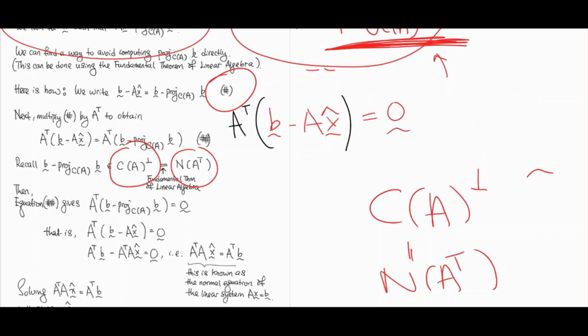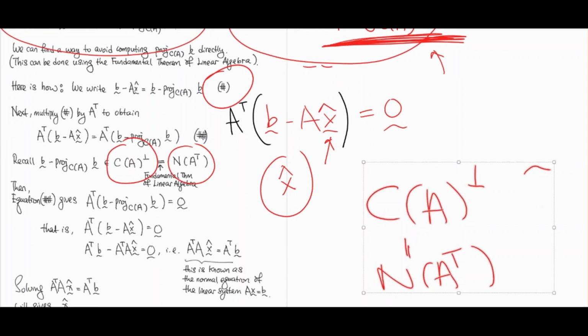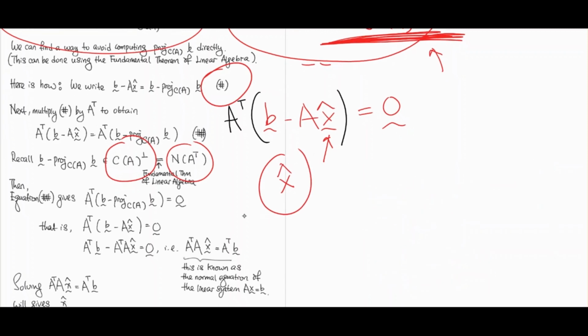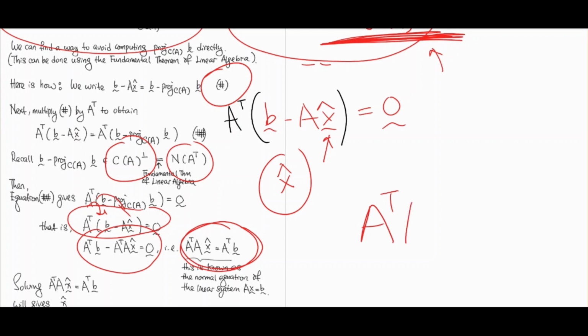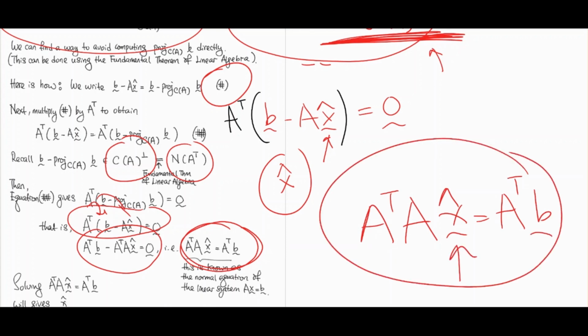If we get rid of all this detail and just write this thing as 0, it gives us a very simple equation to find the x hat. To find the x hat, we don't have to do any projection anymore. We just have to solve this equation, which is known as the normal equation: A transpose A x hat equals A transpose b. So the x hat is found by solving this so-called normal equation.